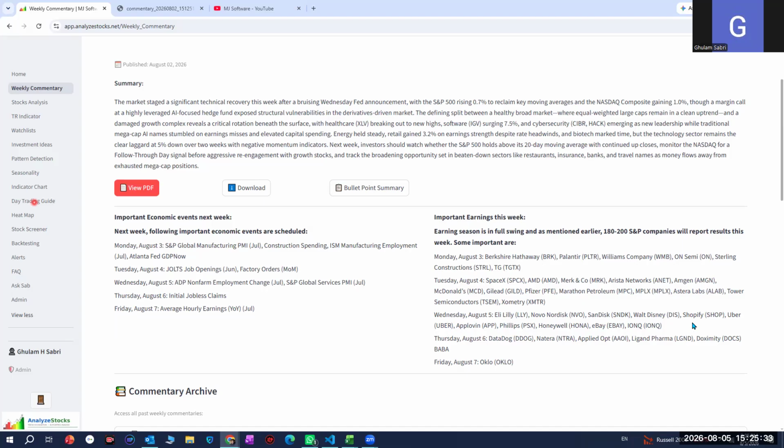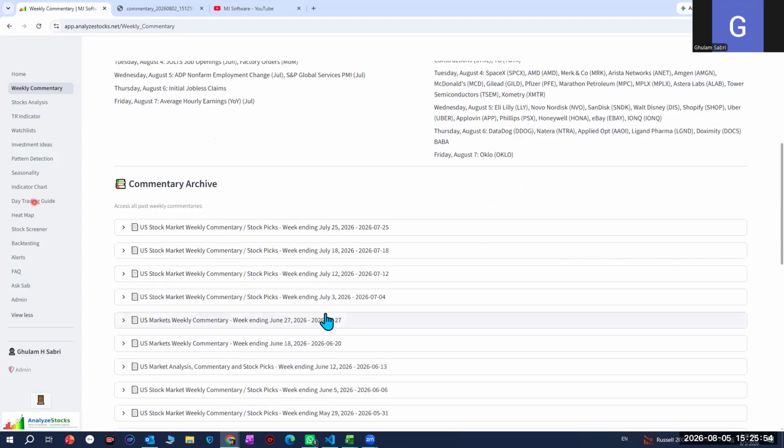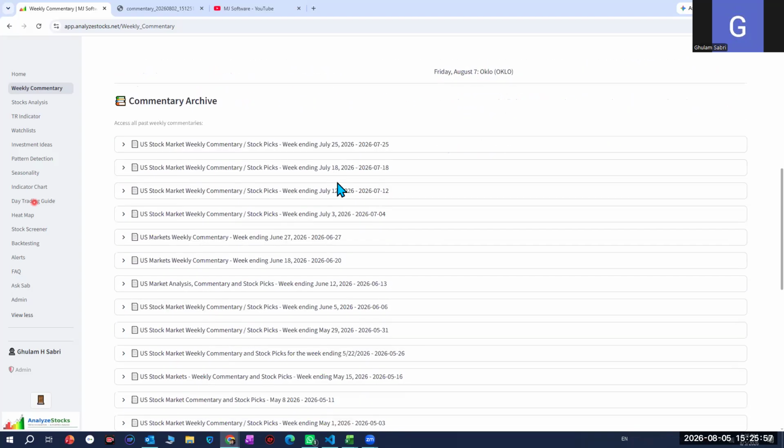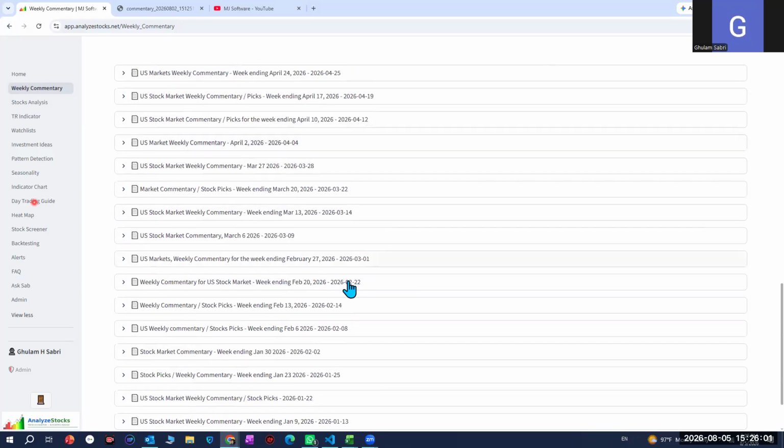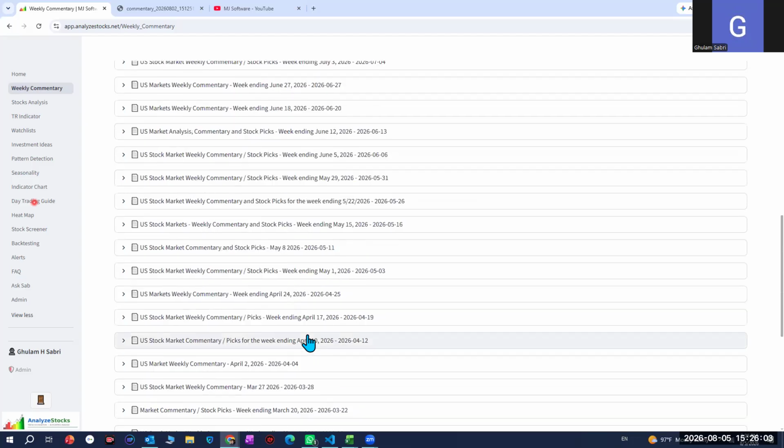If you are here during the live market hours, then you will see a green light showing that this is the current day we are in. So this was the current day. Tomorrow we have the initial jobless claims report, which is an important report, on August 6th. It also gives you some important economic events. Then we have previous commentary archives. All the previous commentaries starting from the 1st of January this year are right here.